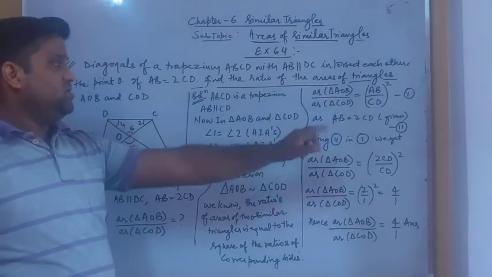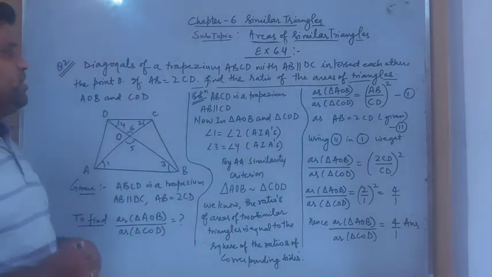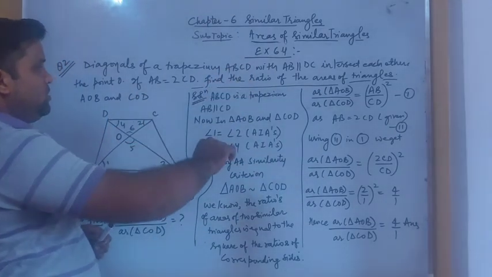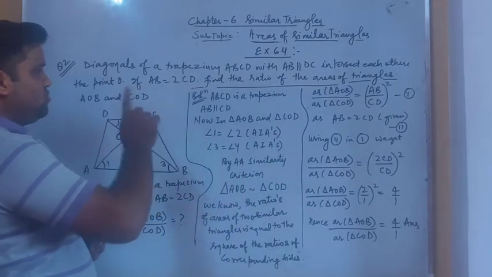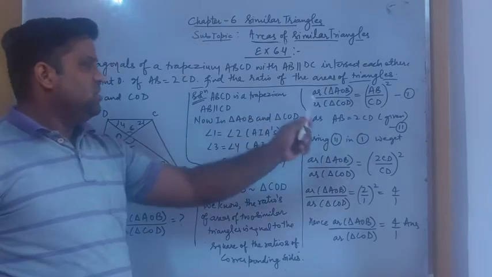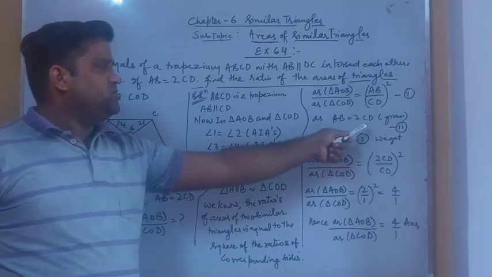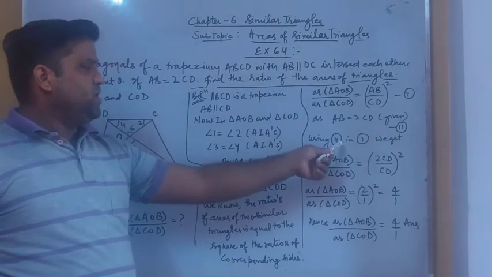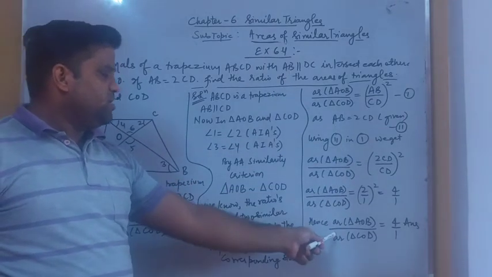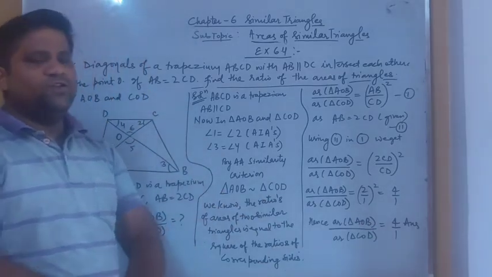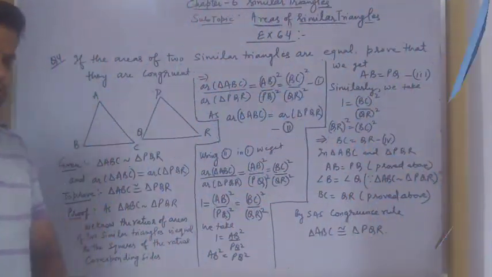So we write this in the form area of triangle AOB by area of triangle COD is equal to the square of the corresponding sides of the two triangles, AB by CD the whole square, and we consider it as first. Now in the given, AB is equal to twice of CD, so we consider it as equation number second. We use equation number second in first. Finally we get our answer, area of triangle AOB by area of triangle COD is equal to 4 by 1, which is the required answer to question number 4.